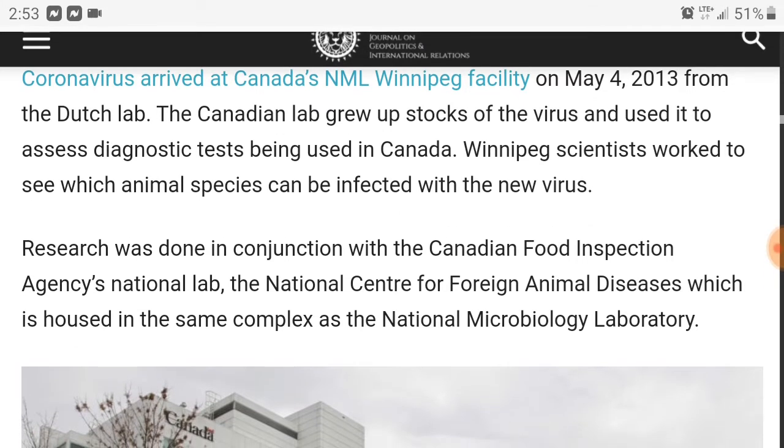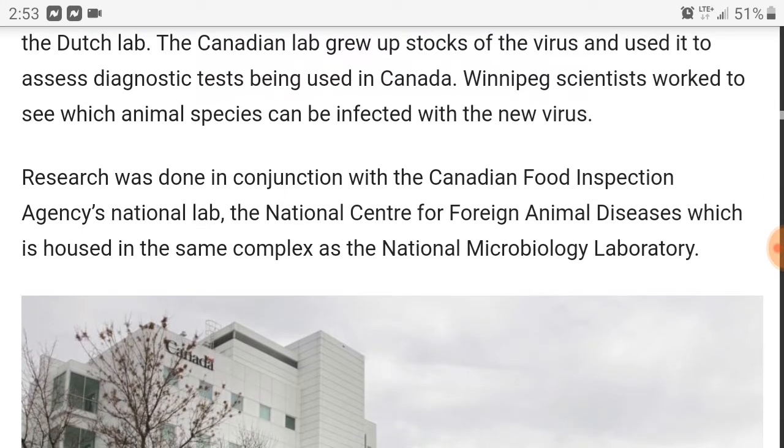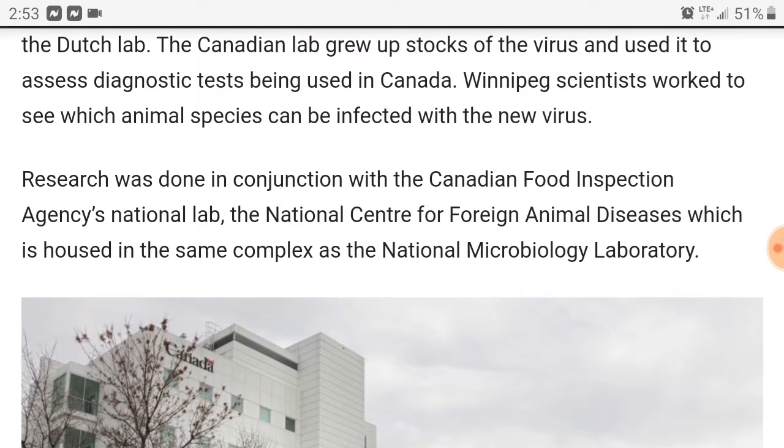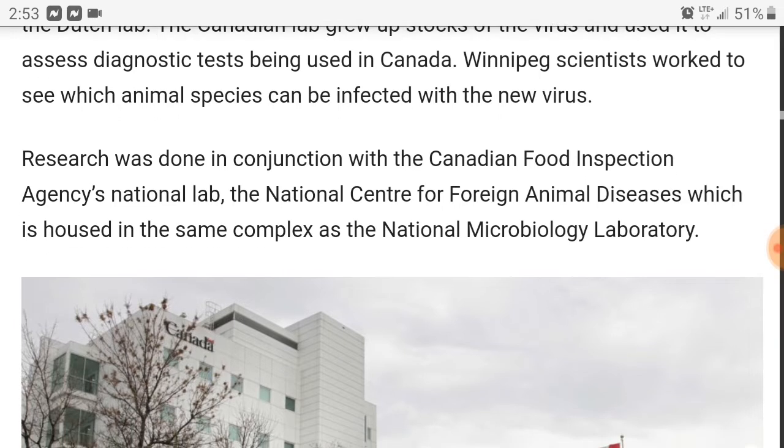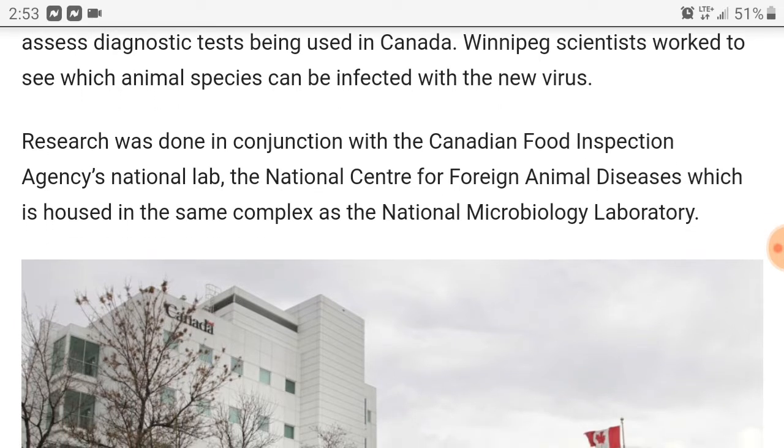So, it came from a Dutch lab. The Canadian lab grew up stocks of the virus and used it to assess diagnostic tests being used in Canada. Now, a lot of people talk about how they're benefiting so much from this, and they're spending so much money. Right now, Japan doesn't have enough, they don't have any masks, and the value of face masks has gone up a lot.